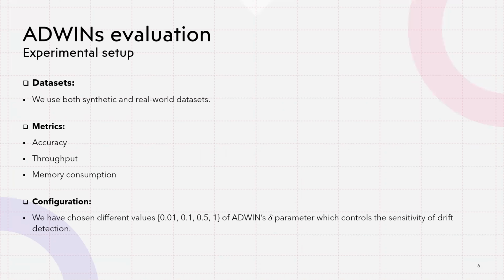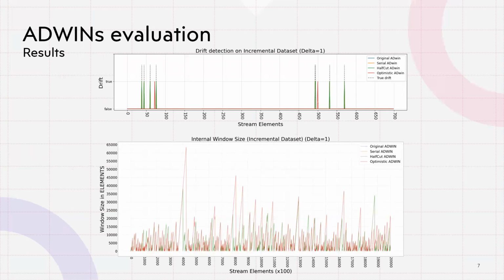So starting with the first challenge, for the evaluation, we use both synthetic and real-world datasets. We compare ADWINs, as we have said, in terms of accuracy, throughput, and memory consumption. We have different values of ADWIN's delta, which is the only configuration of ADWIN, and which is the sensitivity of detecting a drift. This is an example of a synthetic stream. We can see the effect on the incremental dataset. So compared to the original ADWIN, we can see that serial ADWIN and half-cut ADWIN both have the same accuracy and internal window size, while the optimistic ADWIN has latency and less accuracy and higher internal window size.